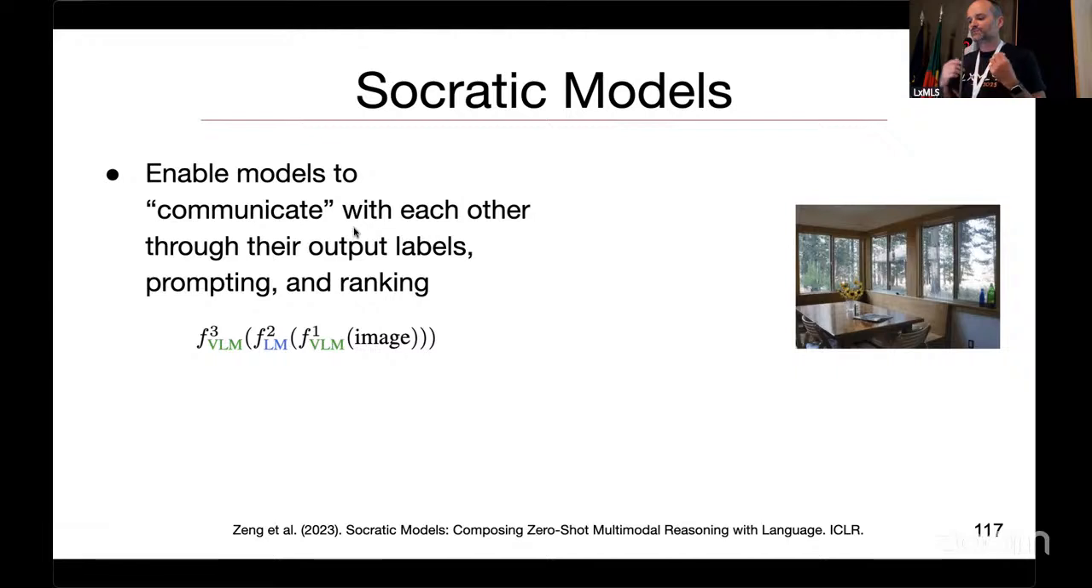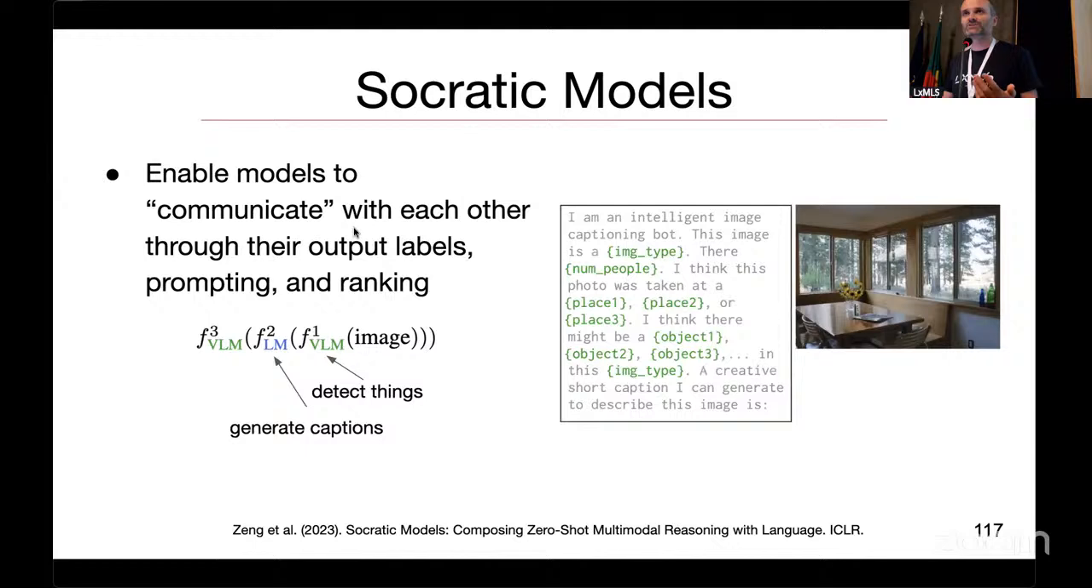And so the idea is that you might have an image as your input, and then you would take a vision language model to detect things in the image. And this would produce a sequence of labels that you could then communicate to a language model to generate captions based on a template. And this template reads, I'm an intelligent image captioning bot. This image is an image type. So it might be a photograph or a line drawing or painting.